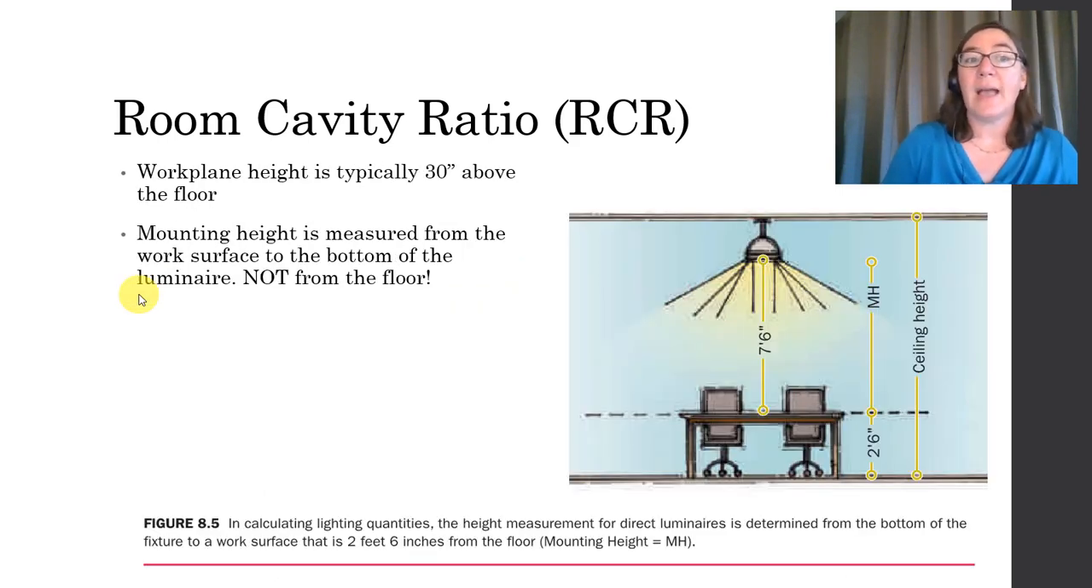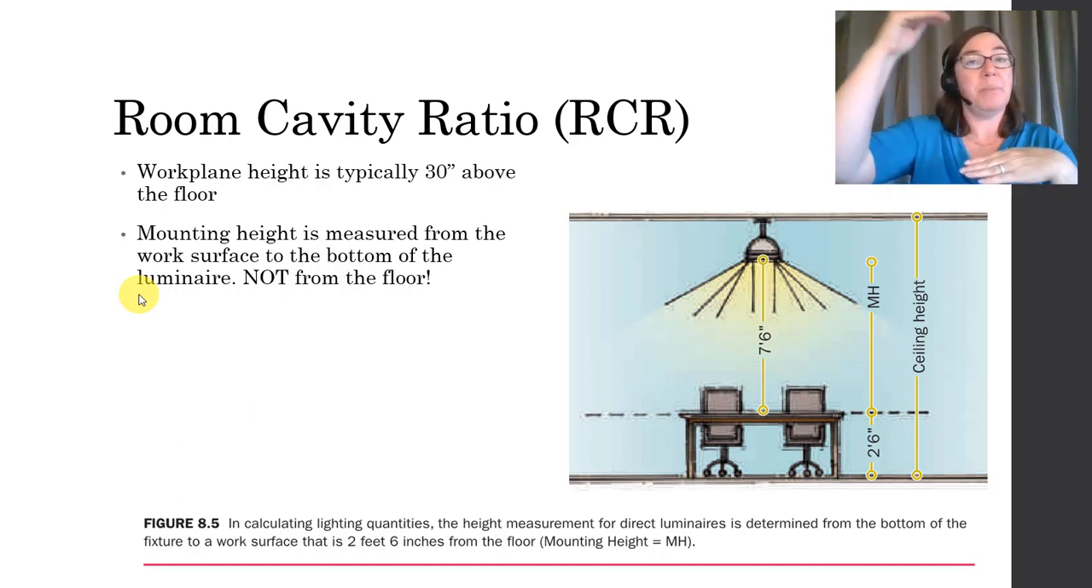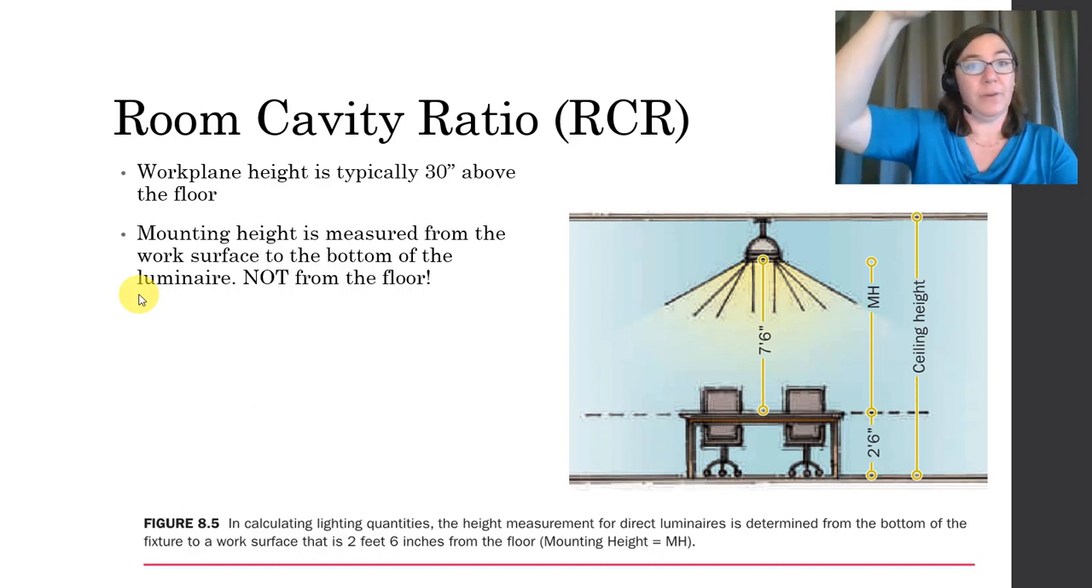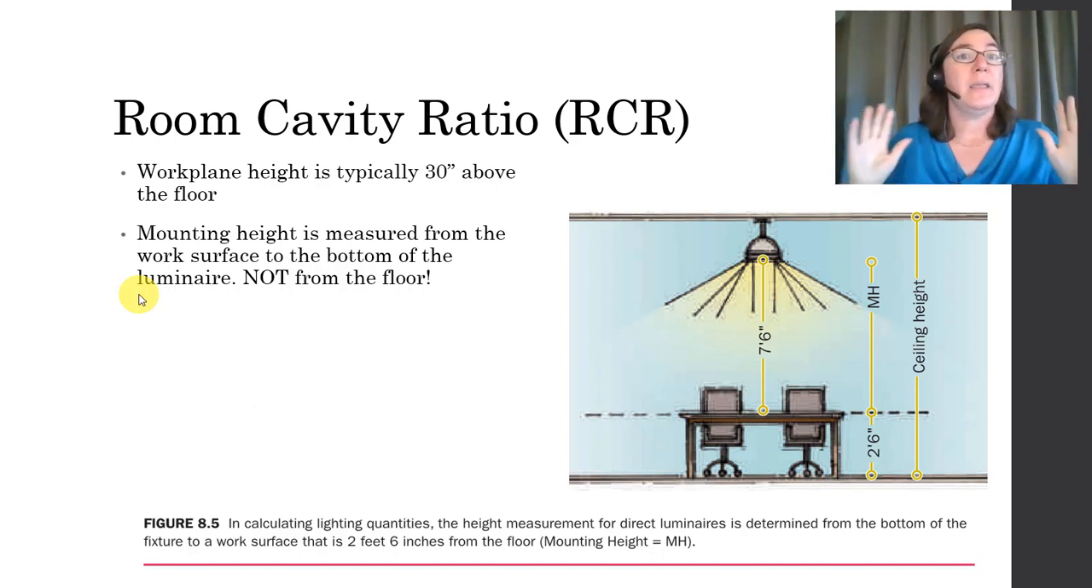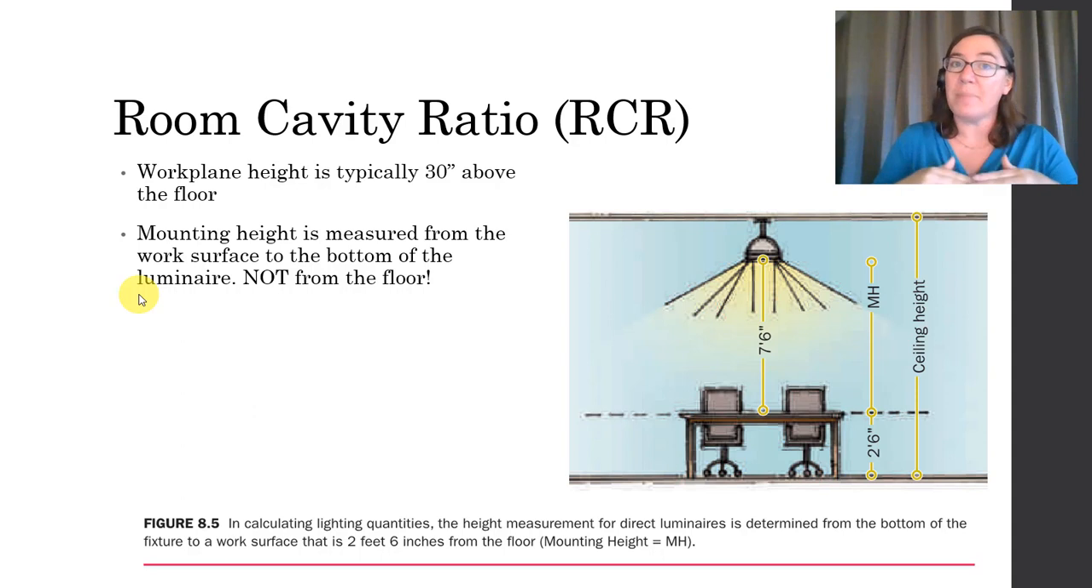What is that mounting height? It is the difference between the work surface and the bottom of your luminaire. This is a vertical distance. You typically measure your work plane height about 30 inches above the floor. And make sure it's measured from that working plane and not from the floor.